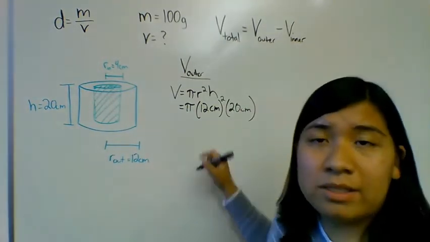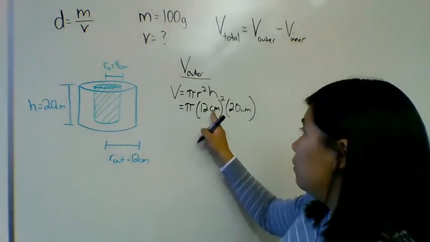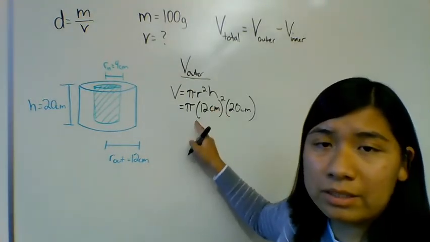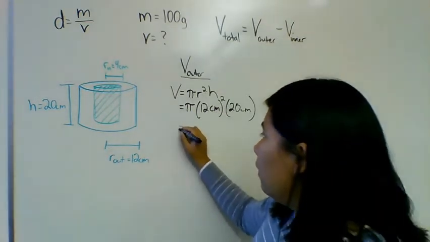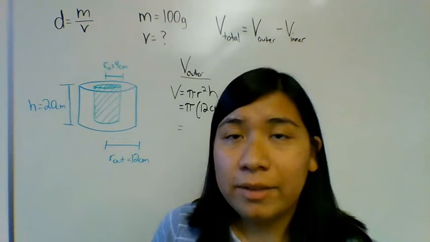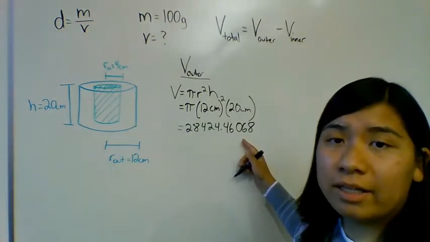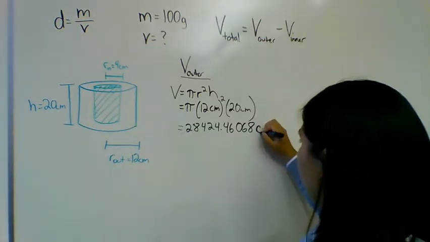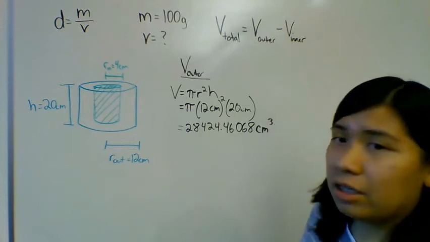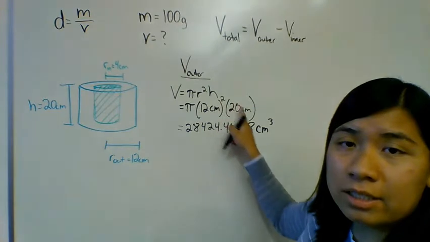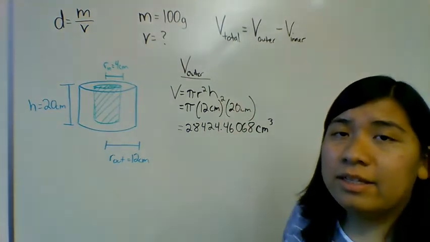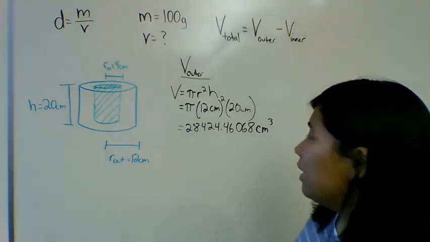Now, the way that you put this in the calculator is you do 12 times 12, that's what the 2 means, 12 times 12 times 20 times pi. I'm going to go ahead and put that in the calculator. After I put this in the calculator, I get this number, and I get centimeters cubed. And the reason for that is centimeters times another centimeters times another centimeters is centimeters cubed. So we have that.